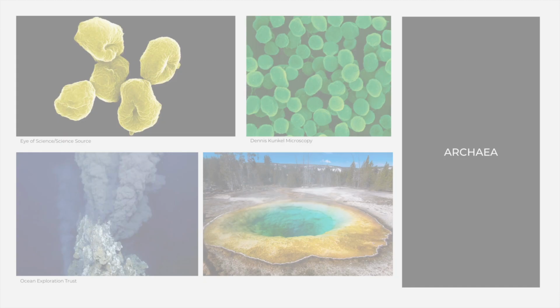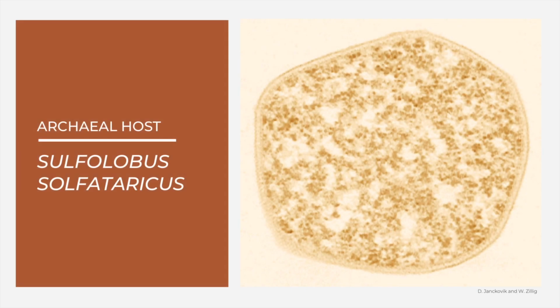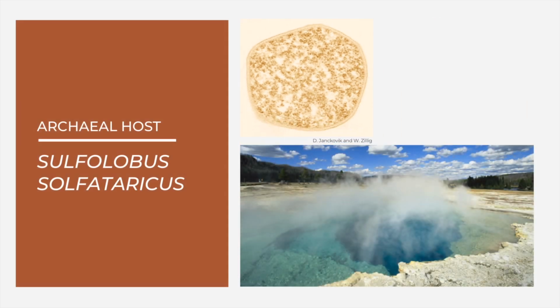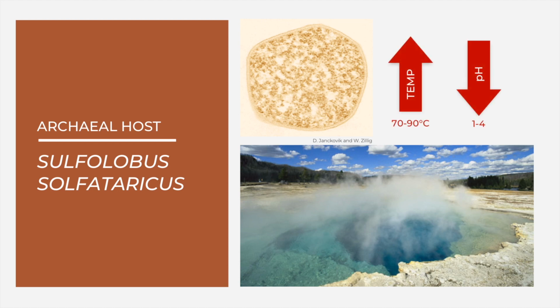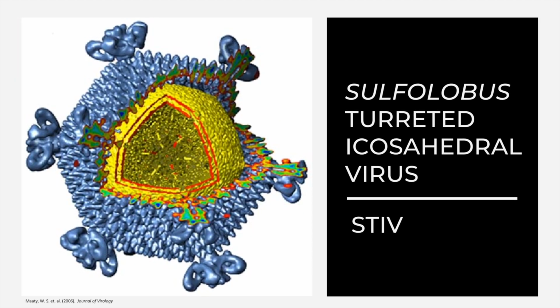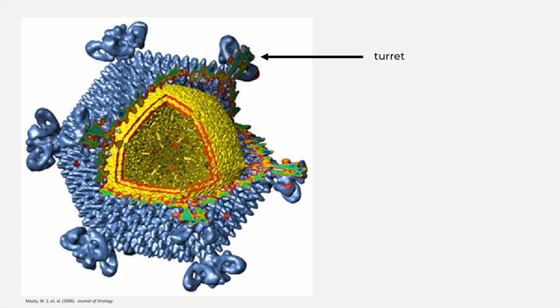For my study, I used the archaeal species Sulfolobus solfataricus. The species was originally isolated from the acidic hot springs in Yellowstone National Park and can be found in environments that are acidic and high in temperature. Sulfolobus is infected by a virus known as STIV, or Sulfolobus turreted icosahedral virus. It gets its name from the small projections, or turrets, found on its surface.